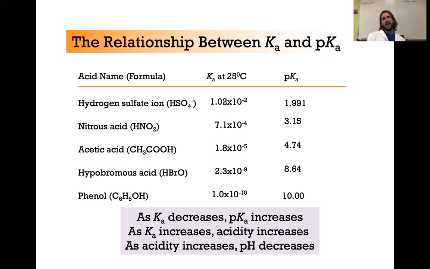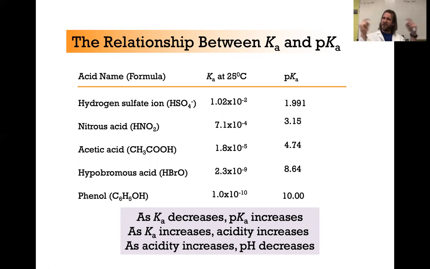Same thing for our Ka. The bigger the Ka, the lower the pKa. As Ka decreases, pKa increases, or vice versa. As Ka increases, pKa would decrease. That's that logarithmic scale again. If you remember, to go from this value of Ka to pKa, we take the negative log of this. It's just a logarithmic scale. As Ka gets bigger, we have a stronger acid, acidity increases, and so we would say the pH decreases.